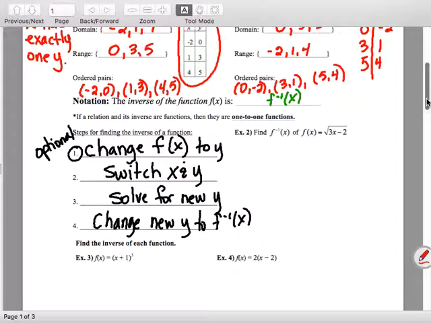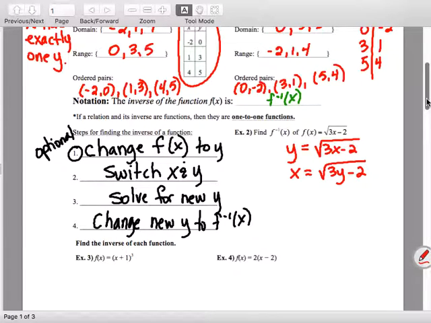You're famous. All right, example 2. It says find f inverse of x if I have an equation, f of x equals the square root of 3x minus 2. So we're going to follow these 4 steps. f of x is another name for y. It's like Tim and Timmy. f of x is more formal. y is a little bit more familiar. Step 2, switch the x and the y.